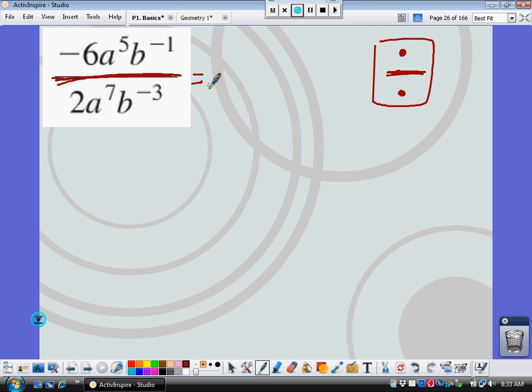So we got a fraction bar. We're going to divide it. Elizabeth, what's negative 6 divided by 2? And where do we put it? That's the question. I divide it from top down. Let's put it on top.